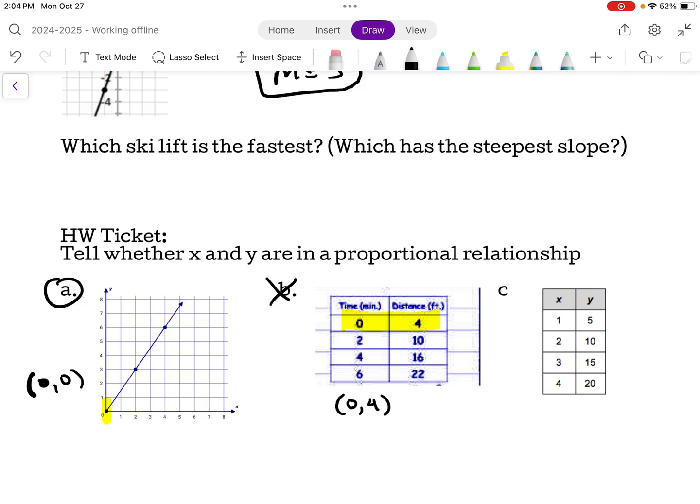And then C, this one takes a little bit of work because I don't know if I have the point (0, 0). I can look at a pattern here, and the x values count by 4, 3, 2, 1, and then 0 would be right here. And then 20, 15, 10, 5, this is counting by 5s, and that goes to 0. So I do have (0, 0). C would be a proportional relationship.